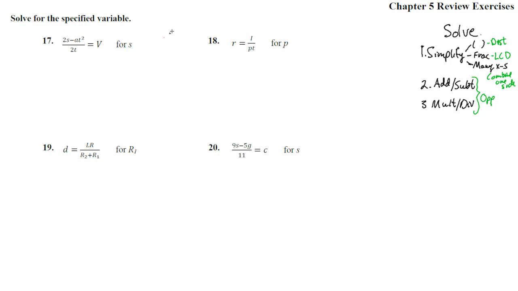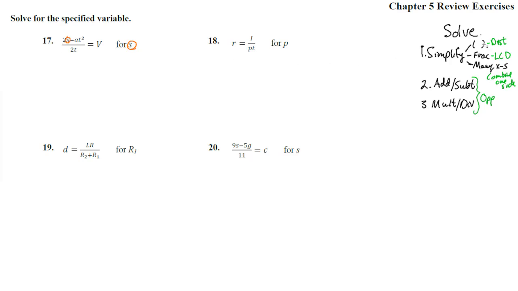Here we are in Chapter 5 review exercises, numbers 17 through 20. It says solve for the specified variable, which means get them by themselves. So in this case, we're doing it for S. So we've got to get this S all by itself.